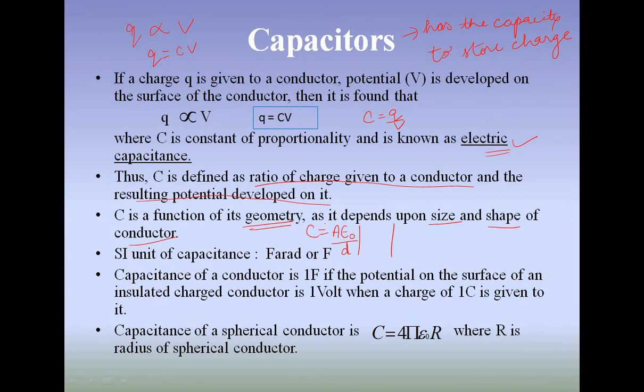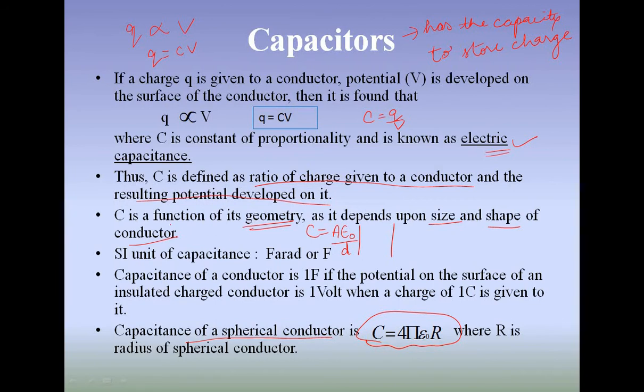Then the spherical capacitor has the capacitance 4 pi epsilon naught r, where r is the radius of the spherical conductor. So you can find the capacitance of this. And we have the cylindrical capacitor also. Mostly we use parallel plate and spherical capacitors.